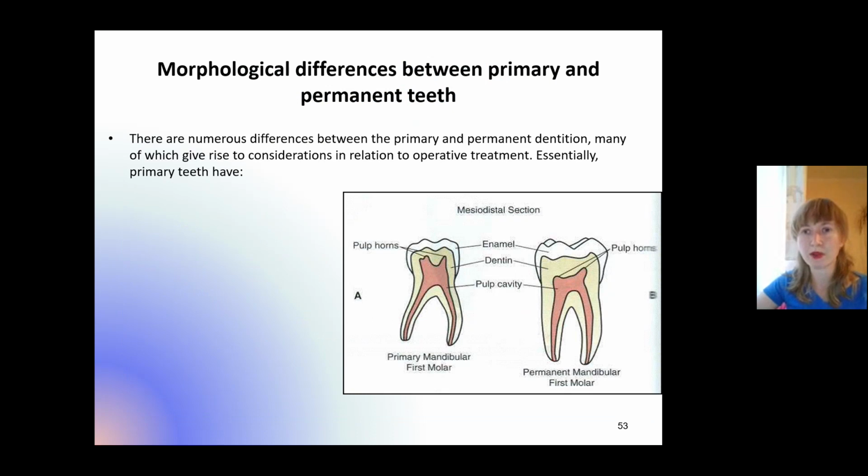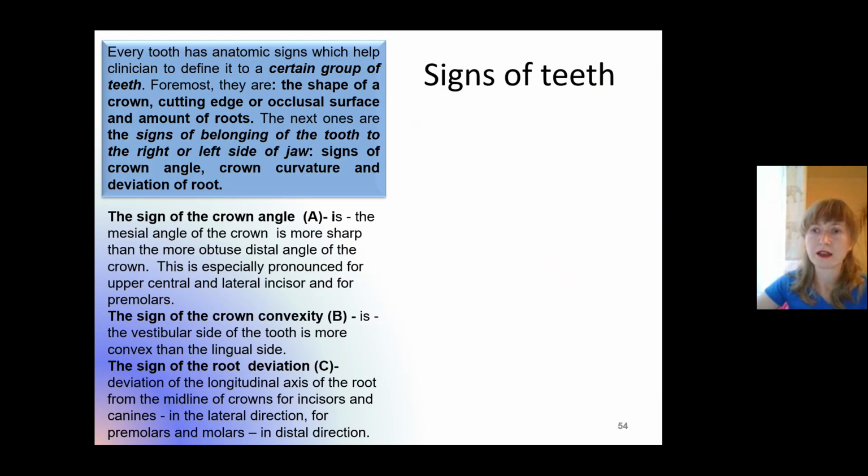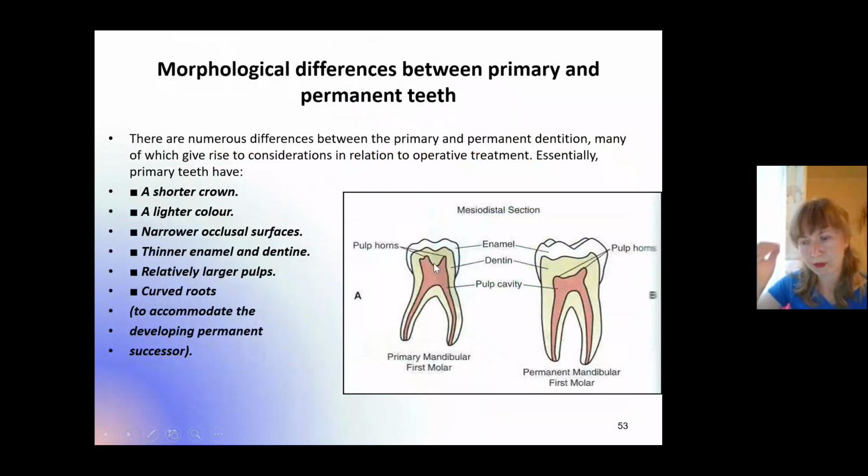Morphological differences between primary and permanent teeth. There are numerous differences between the primary and permanent dentition, many of which give rise to considerations in relation to operative treatment. Essentially, primary teeth have shorter crown, lighter color, narrower occlusal surfaces, thinner enamel and dentine, relatively larger pulps, curved roots to accommodate the development of permanent successor. And actually, these are the photo that can give you understanding of how it looks: temporary tooth and permanent tooth.